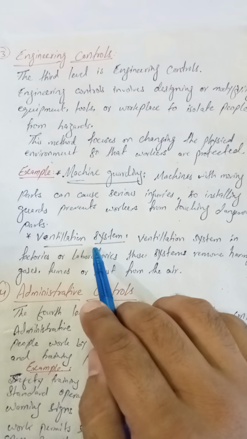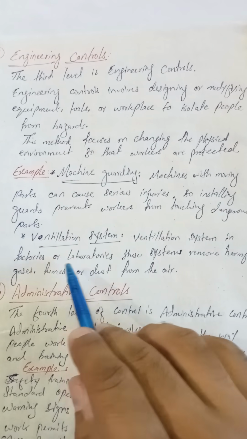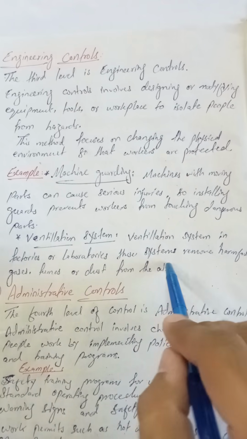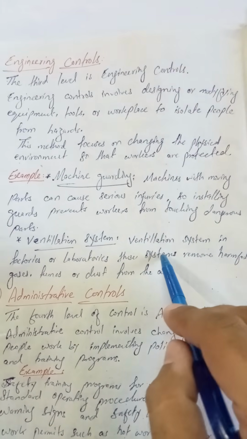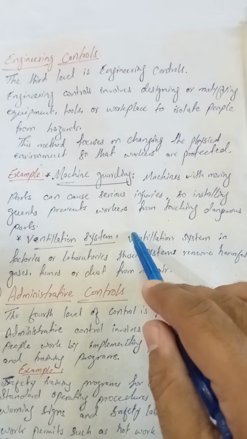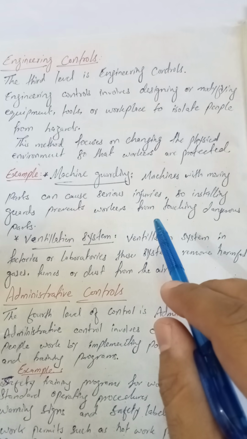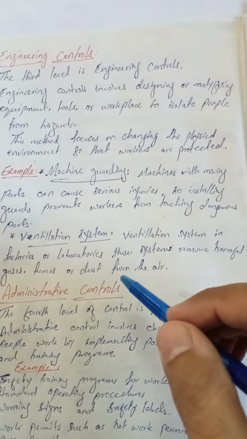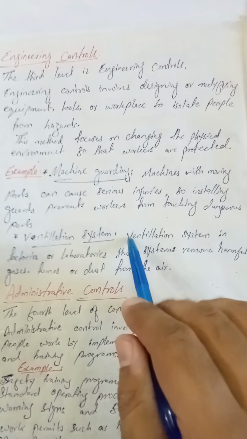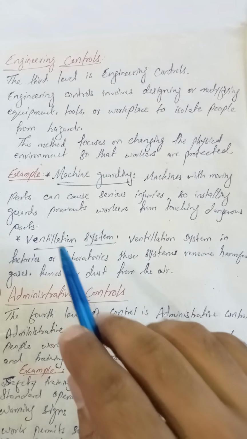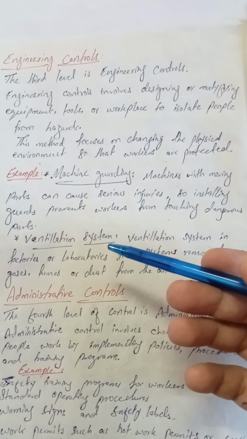Another example is the ventilation system. Ventilation systems in factories or laboratories remove harmful gases, fumes, or dust from the air. If we work in a closed environment, in a room or a closed warehouse, there is a high chance of risk from hazardous fumes or gases. For that, the engineering control we apply is a ventilation system. Mostly we install it in our homes as well.